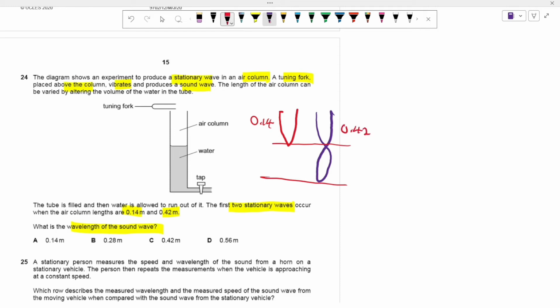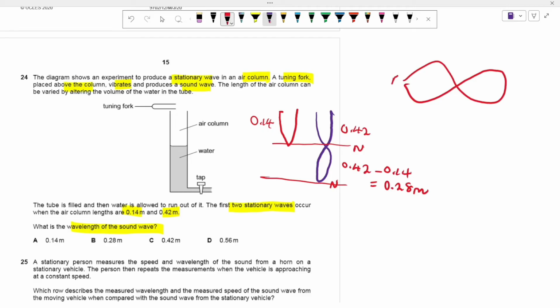So from this node to that node is just going to be 0.42 minus 0.14, which is essentially 0.28 meters. But we know that if you have a wave like this, from a node to another node, that is going to be half lambda. So half lambda is equal to 0.28, so lambda is going to be 0.28 times 2. You're going to get 0.56 meters. The correct answer would be D.